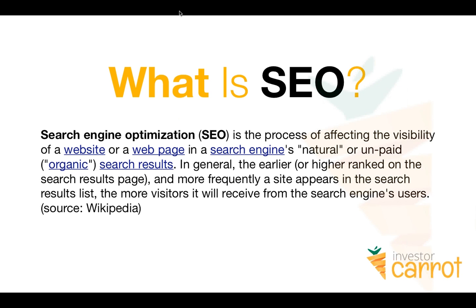So before I show you the tip, first of all, what is search engine optimization? Here's the fancy official definition of SEO. Search engine optimization is the process of affecting the visibility of a website or a web page in a search engine's natural or unpaid organic search results. In general, the earlier or higher ranked a site appears in the search engine results, the more frequently it appears, and the more visitors will see it.